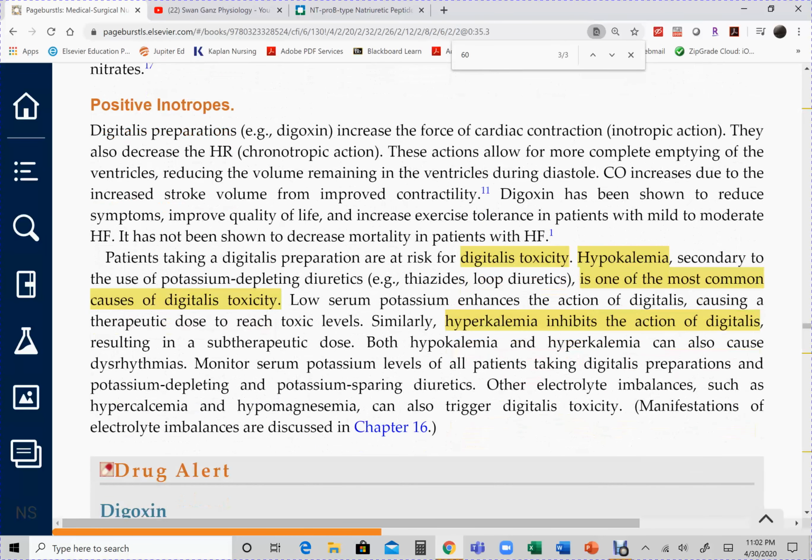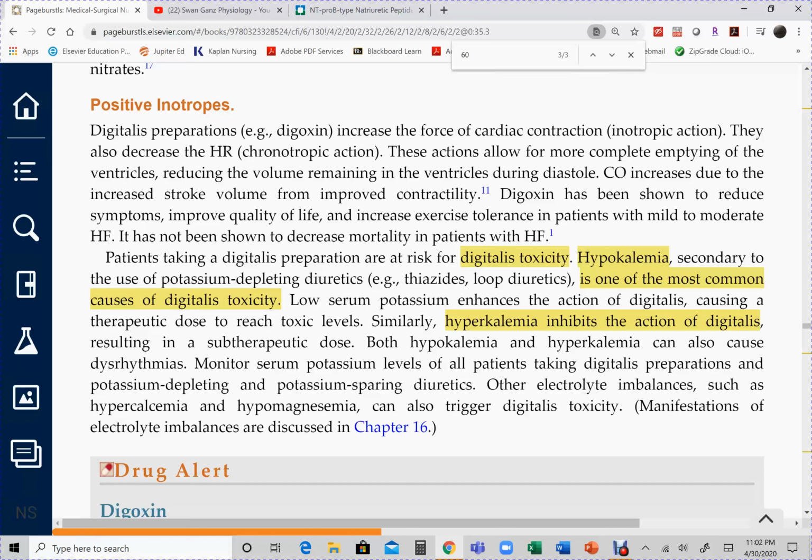Alright, let's talk about digoxin toxicity. Digoxin is not a very safe drug. In fact, if you've already read chapter 35, Dysrhythmias, this is a very common cause of dysrhythmias, particularly heart blocks. The levels have to be maintained in a therapeutic range. The two most common conditions that will cause toxicity are hypokalemia and kidney injury.